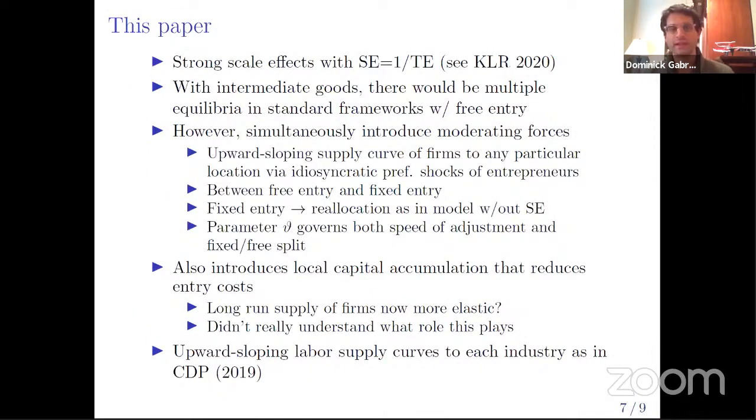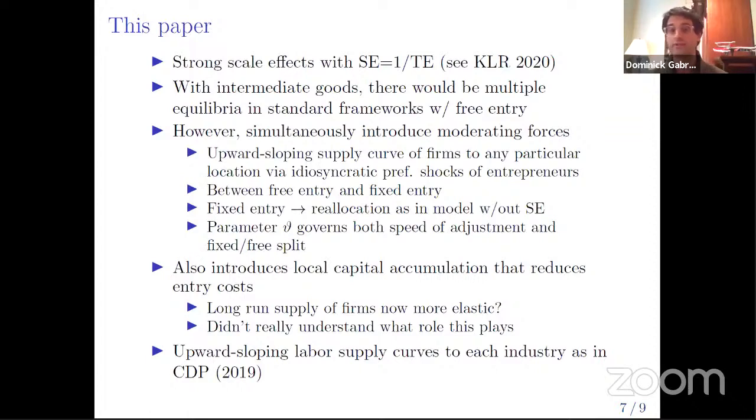So this paper has strong scale effects. The scale elasticity is 1 over the trade elasticity, which is a consequence of the standard sort of Krugman CES formulation. And the paper also has intermediate goods. So in a standard static framework with flat labor supply curves and free entry, there would definitely be multiple equilibria in this model.